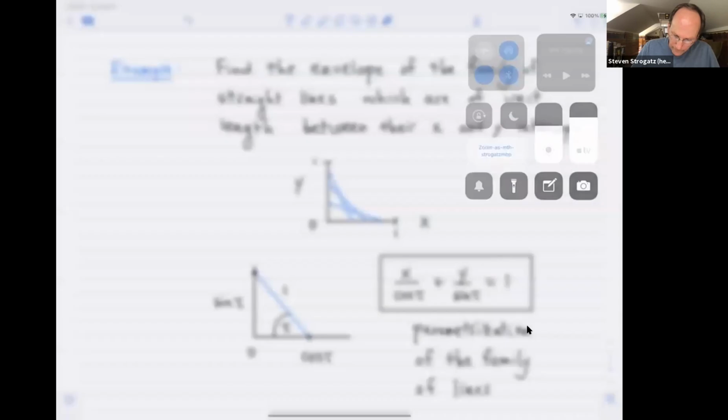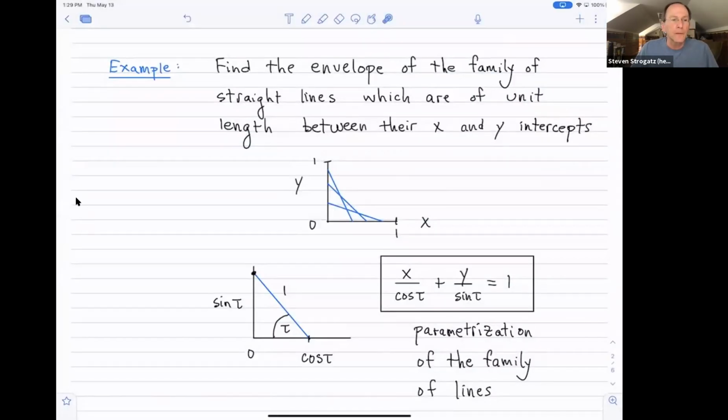Nope, didn't work. Let's try again. Oh, I have to screen share. Okay. Share screen, share iPad. There. Okay.